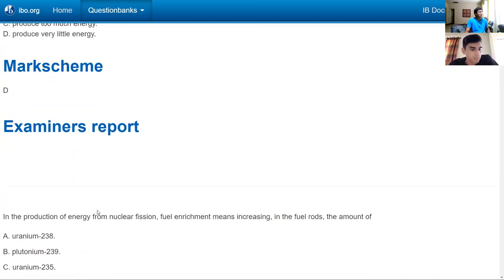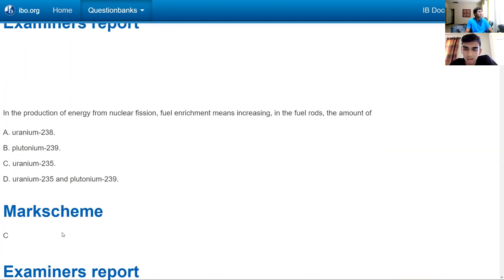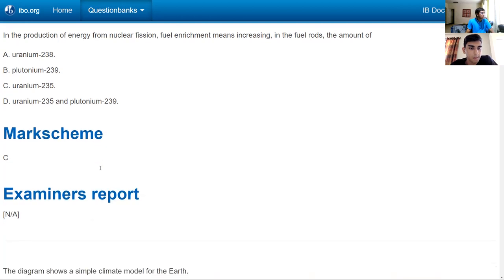Yeah. Yep. Okay. In the production of energy from nuclear fission, fuel enrichment means increasing the amount of... Fuel enrichment. 235. 235. That's what I remember. I would go with C, but I also remember something about plutonium. What did they say about plutonium? Plutonium is usually the result, I think. C. Yeah. But sometimes they can refine, in a few rare reactors, they add a neutron to uranium-238 to make plutonium-239, and then that can also be used as fuel. Okay. But it's not as common.